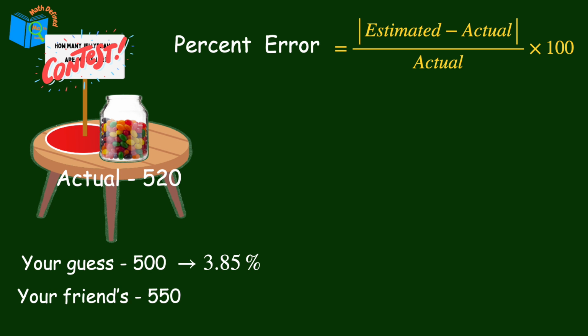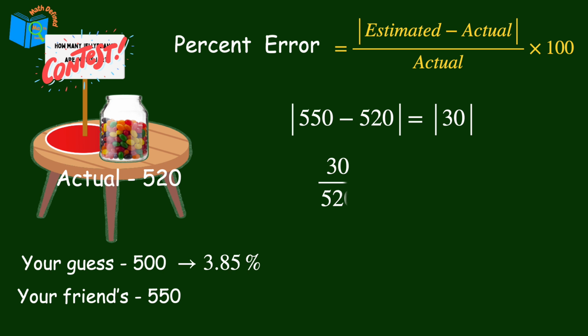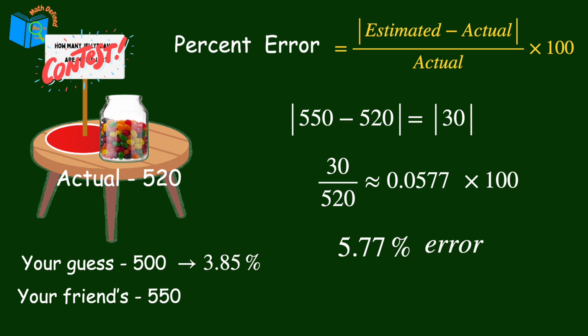Now let's find your friend's percent error. Your friend's guess was 550. First, find the difference between the guess and the actual number of jelly beans. 550 minus 520 is 30. The absolute value is also 30. Then divide by the actual amount. 30 divided by 520 is 0.0577, rounded to the nearest 10,000th. Then multiply by 100 to get 5.77%. This is your friend's percent error.